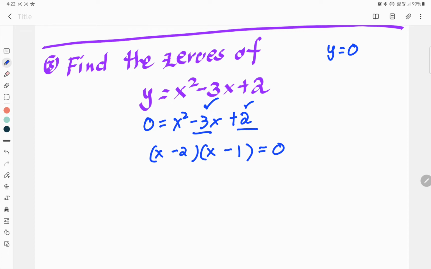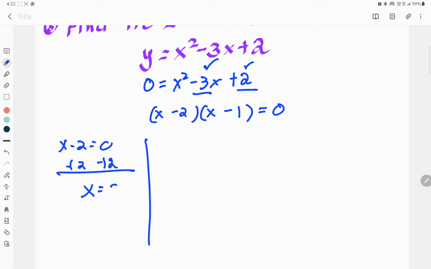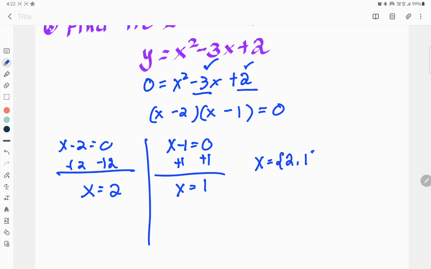So that's how you go with sum and product, and then you can now do your zero product property. X minus 2 is equal to 0. So plus 2 plus 2. Therefore, you have now x is equal to 2. And then the other one would be x minus 1 is equal to 0, plus 1 plus 1. Then you have now x is equal to 1. Therefore, the zeros or the roots would be 2 and 1.